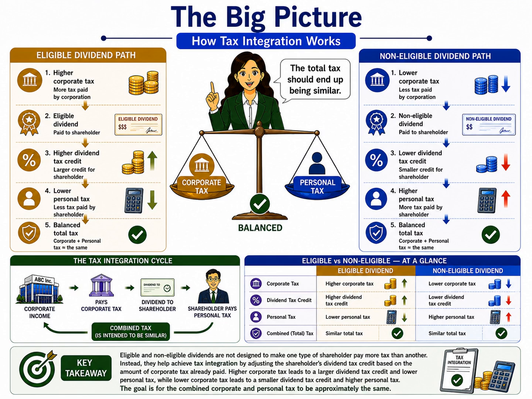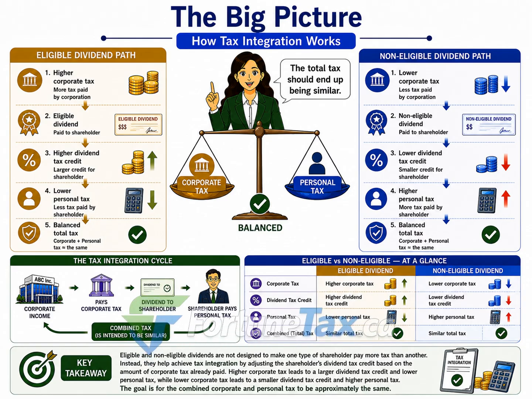Now look at the non-eligible dividend path. Here, the corporation qualifies for the small business deduction and pays tax at a lower corporate rate. Because the corporation has paid less tax, the shareholder receives a non-eligible dividend, which provides a smaller dividend tax credit. As a result, the shareholder pays more personal tax than they would on an eligible dividend. In this case, the corporation pays less tax, but the shareholder pays more.